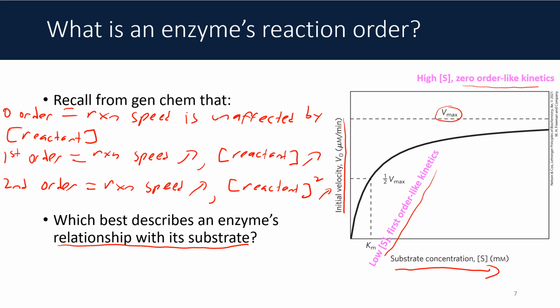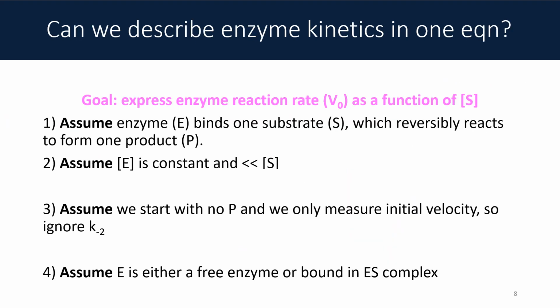Enzyme kinetics don't fall neatly into any one category, which means there's no simple one equation that can tell us what the rate is for a given substrate concentration. Or is there? Our goal for the next few slides is to find a way to create this all-in-one reaction rate law for our enzymes. To do this, we need to make many simplifying assumptions to make this goal easier to achieve.